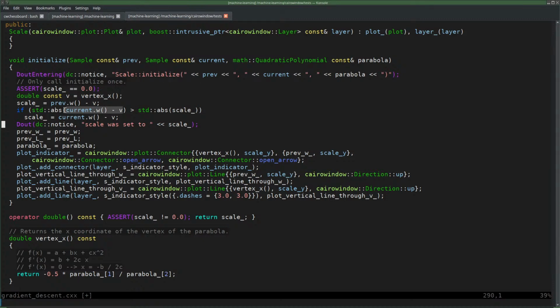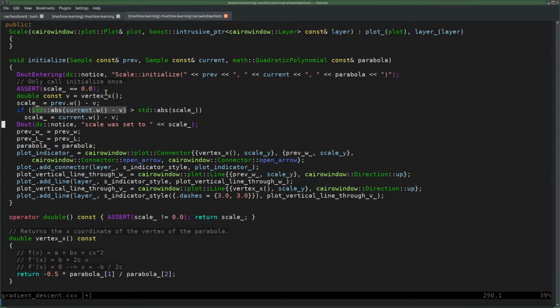This literally means if current is further away from the vertex than previous. Yep. So I have a parabola. The parabola has a vertex, and then if previous is this far away from v, well, this far away, then if current is further away, then we use that.